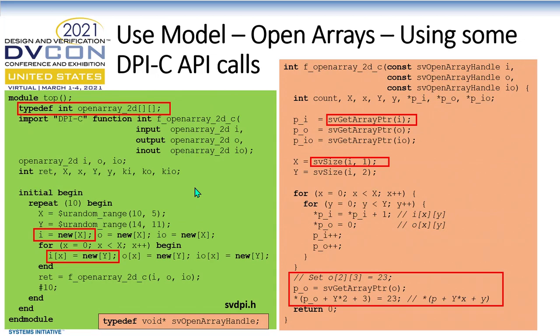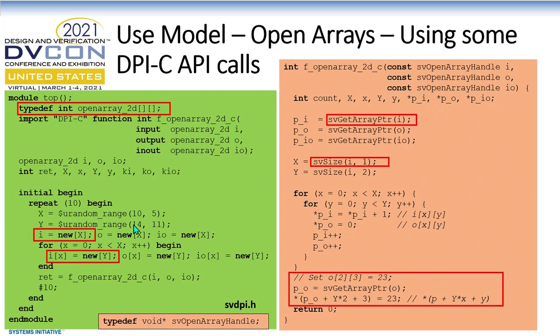Okay, another use model is using some of the helper functions that are inside the DPI. Well, there's actually a lot of helper functions in there. Some of them are quite scary, so I generally avoid them. But there are some that are quite useful. And there's a thing called open arrays. Open arrays are dynamic arrays. So in this case, I have a two-dimensional dynamic array. And in the SystemVerilog side, I'm building one dimension, then I'm going through and building the second dimension. So it gets all built out.